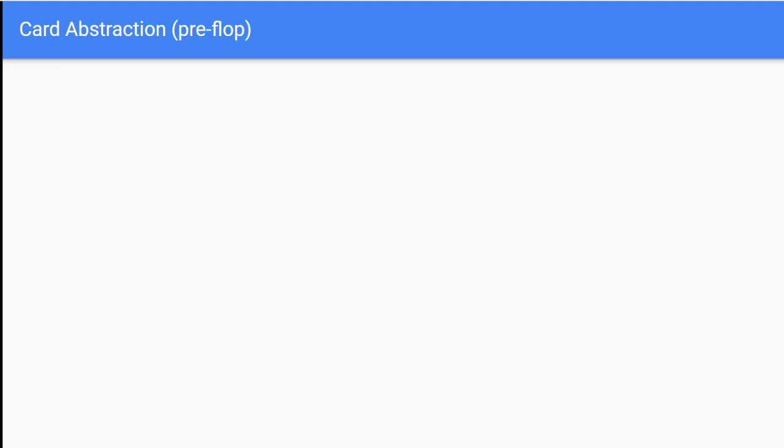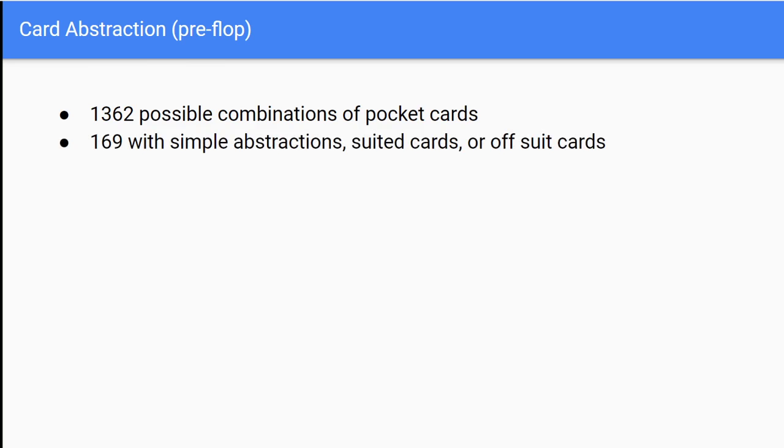Okay, now moving on to card abstraction, let's start with the pre-flop. So pre-flop, there are about 1,300 different possible combinations of our 2 pocket cards, and 169 with some very simple abstraction. This is just suited cards are placed in one group and off-suited cards are placed in another. So king of clubs, 10 of clubs will be the same as king of diamonds, 10 of diamonds. So they'll just be king 10 suited.